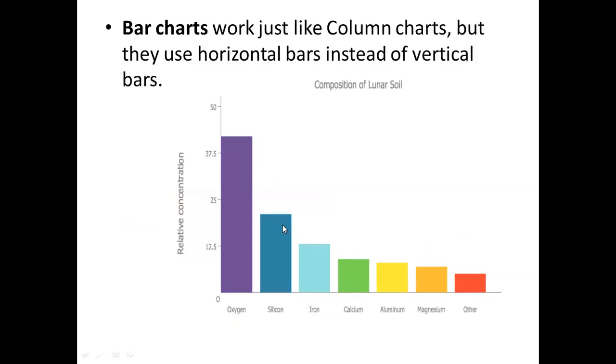And then there's also what is known as a bar chart. Now, a bar chart works just the same as a column chart, but they use horizontal bars instead of vertical bars. Normally column bars are standing on their own, but with horizontal bars there is some inclination to an axis.